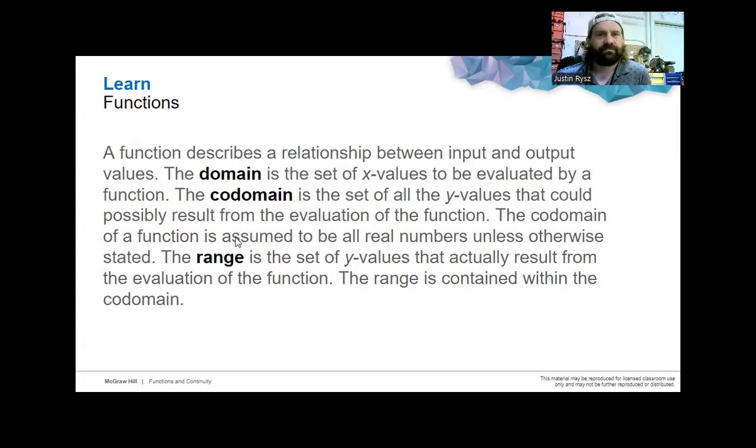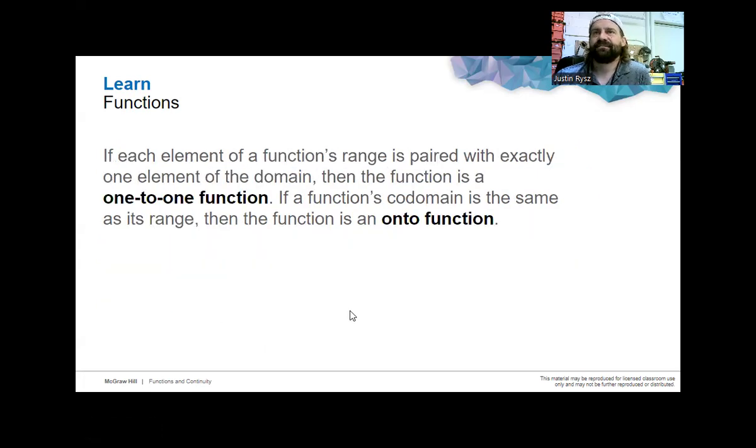Pretty much in this class, the codomain is always going to be all real numbers. It's like, okay, I guess anything could be possible. The range is going to be what actually exists. They're kind of confusing, the two.